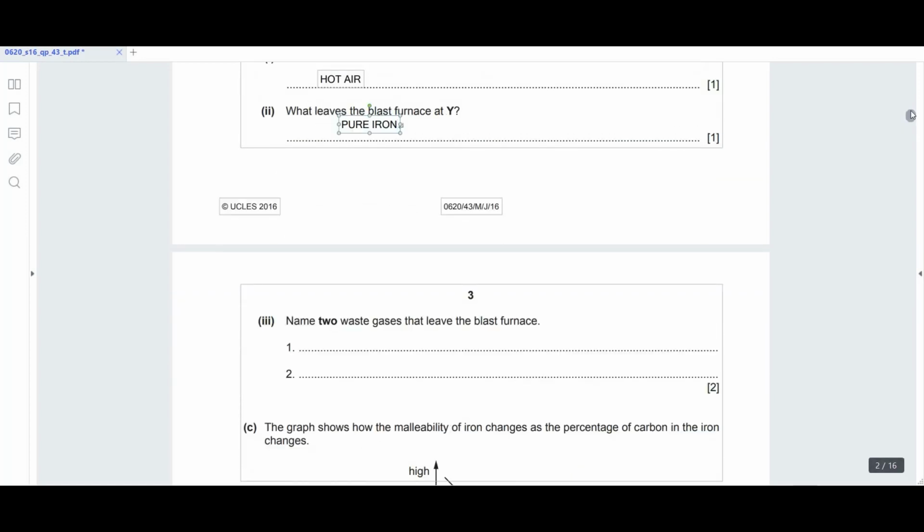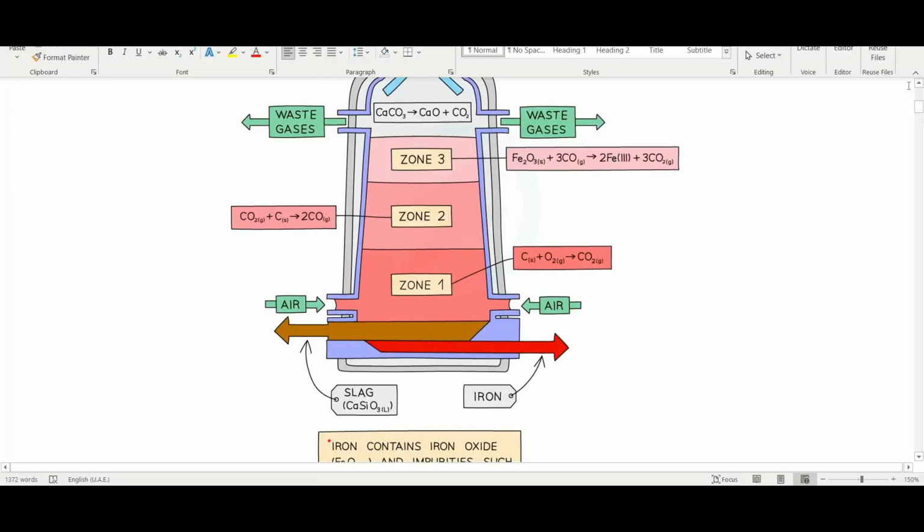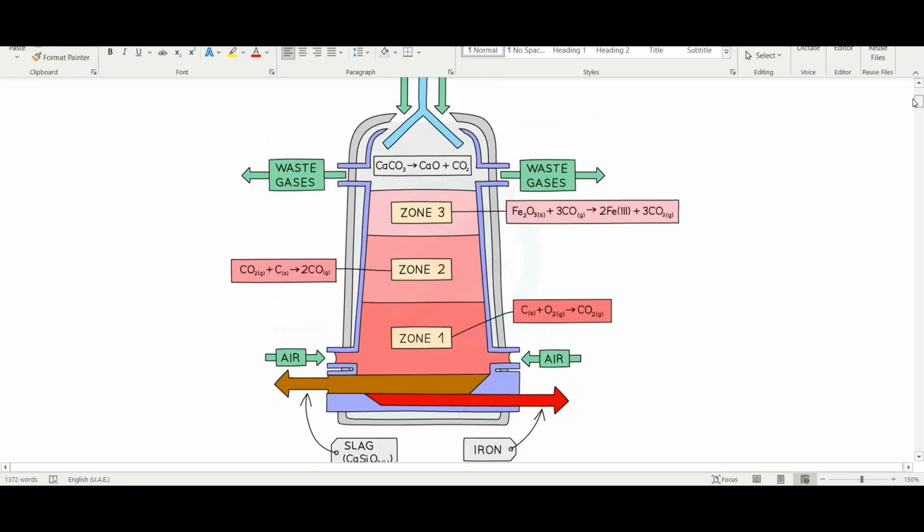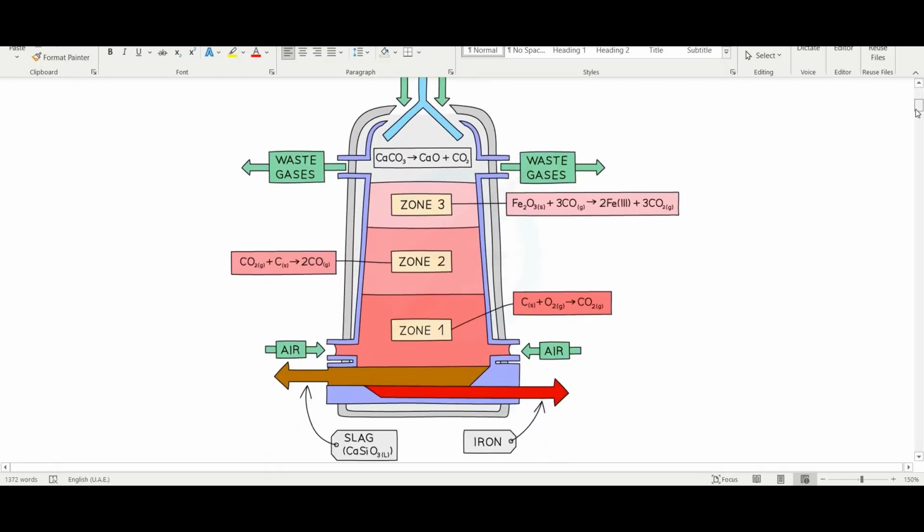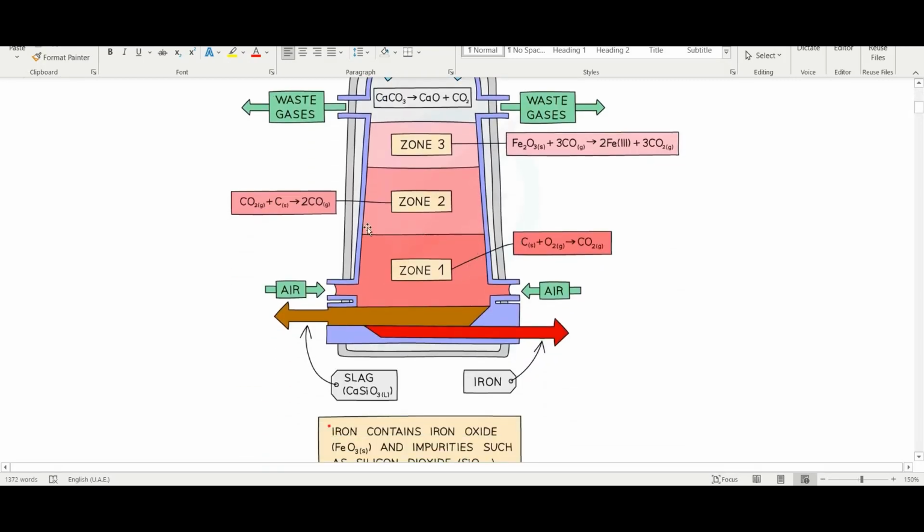Part 3, name two gases that leave the blast furnace. I showed you the diagram before, and I said it before. It involves the gases of zone 1 and zone 2, which are carbon dioxide and carbon monoxide. When we are blowing hot air into zone 1, the oxygen from this hot air will react with the impure carbon and form carbon dioxide, and this will increase the temperature of the blast furnace.